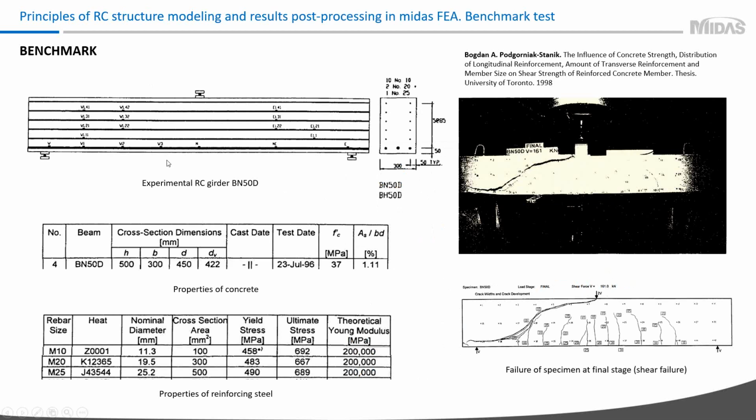As an example, here we'll consider a simply supported beam with 3-point bending. The span of the beam is 3 meters and the height is half a meter. This beam has 6 layers of reinforcing bars. Properties of concrete and reinforcement you can see in the tables. Concrete compressive strength is 37 MPa, and average yield stress of reinforcement is 480 MPa.